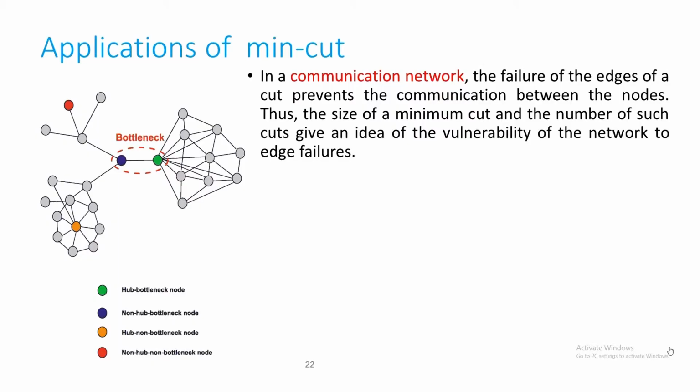So, if we have the size of the min cut as a small number in a network, or if you have so many min cuts in the graph, there is a high possibility of failure. So, you have to avoid that one. So, this is one application of min cut, and you design the network itself, you can analyze and see whether you are having lot of min cuts or what is the size of the min cut. These two measures are going to be important.